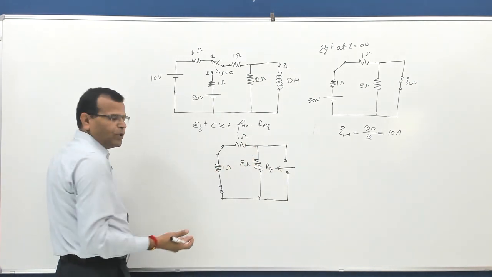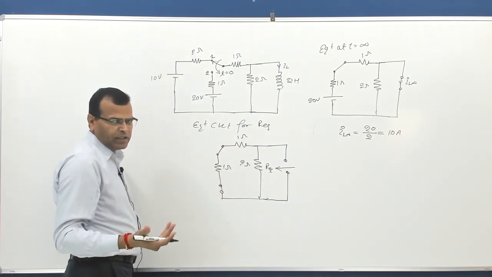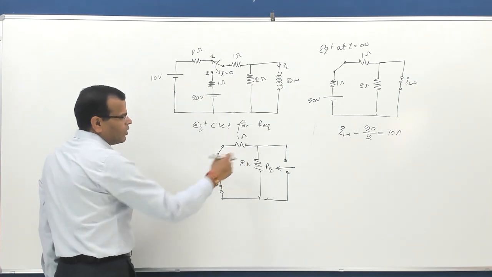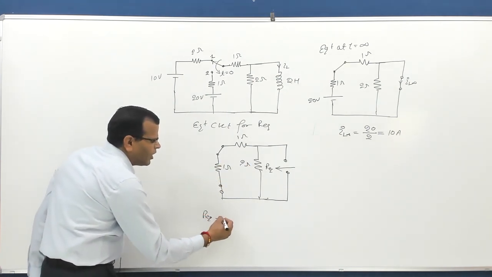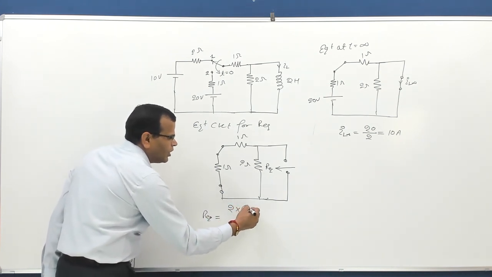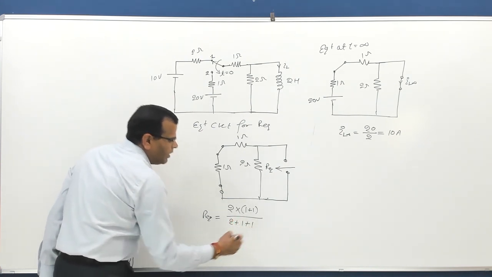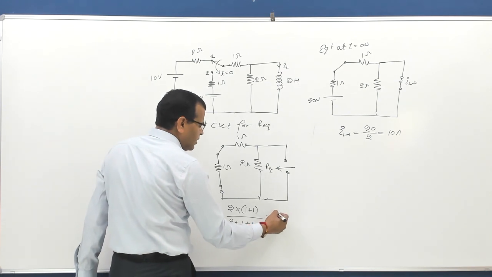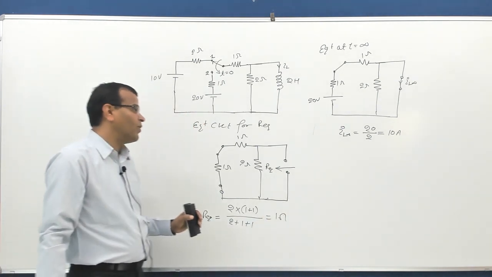So it is very simple to calculate now. You have these resistances in series, equivalent resistance 2 ohms, and this 2 ohm is in parallel to the combination. So R equivalent equals 2 ohm in parallel with the series combination of the 1 ohm resistances. This will be nothing but 1 ohm. R equivalent is 1 ohm.